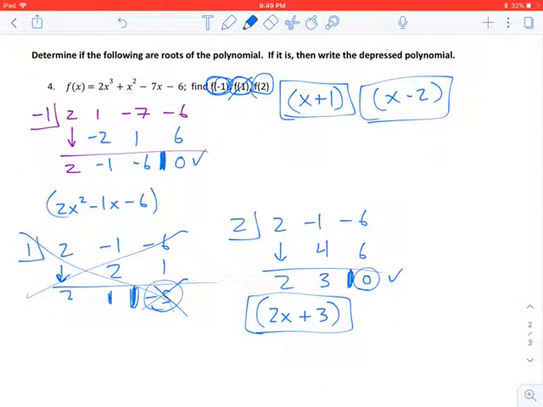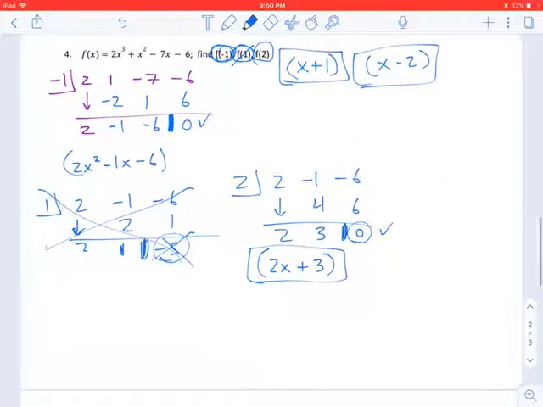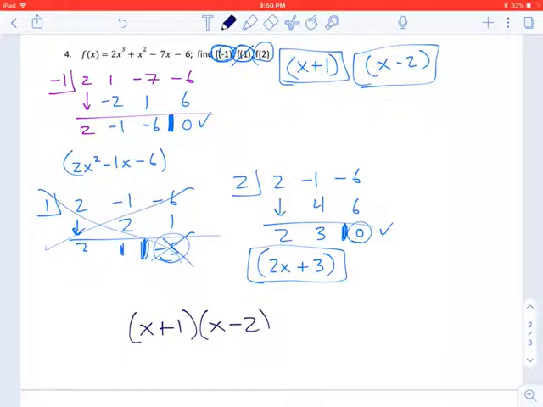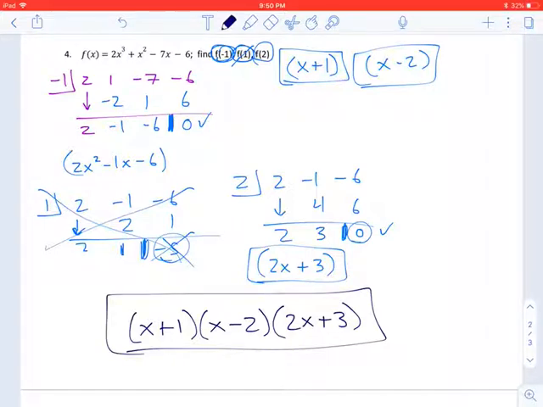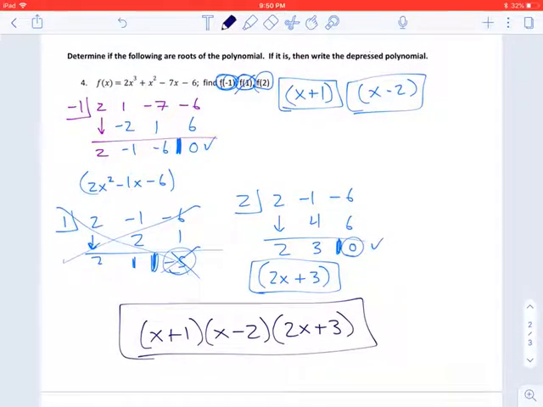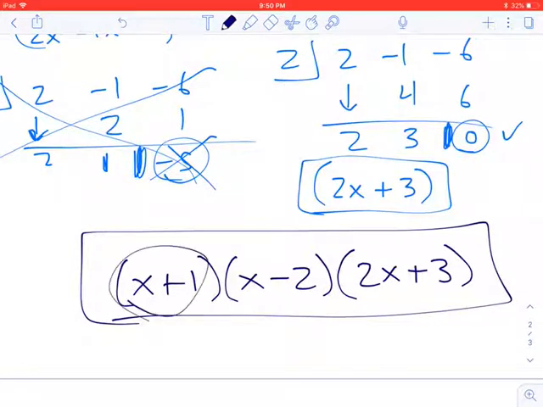So using these 3, I now have the depressed polynomial that I write as one big parentheses polynomial. So what I have left is x plus 1, that was the first factor I found. X minus 2, that was the second one. And then what I had left was 2x plus 3. And that is my final depressed polynomial answer. The roots are negative 1, positive 2, and then if I did the math, negative 3 over 2.